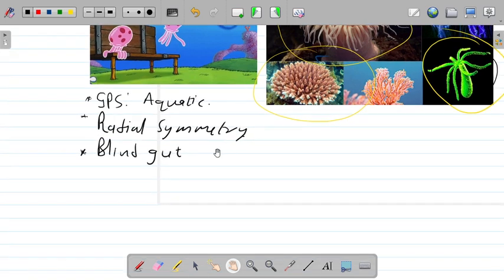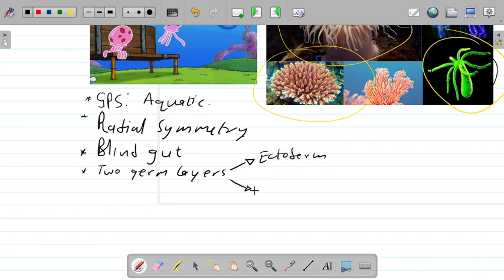All forms of cnidarians, whether they are sedentary or free swimming, have two germ layers. Which germ layers are those? Those two germ layers are the ectoderm and the endoderm. So what do we call organisms that have two germ layers? We say that these organisms are diploblastic.